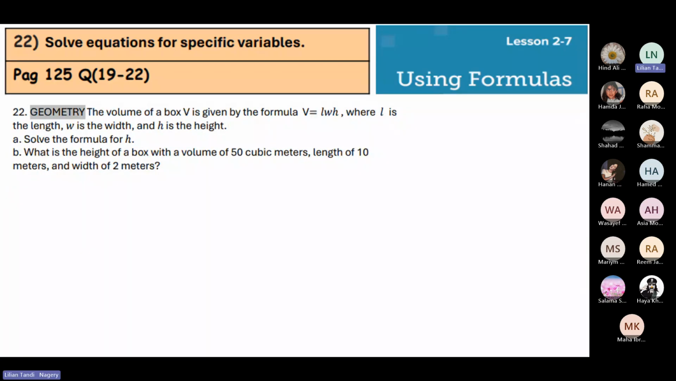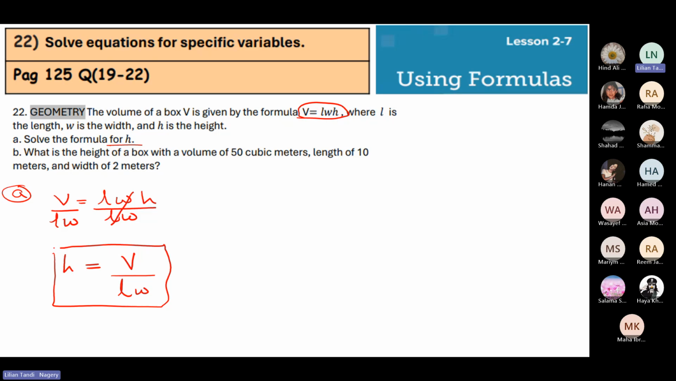Okay. All right. Solve the formula for H. Here is the formula. I want H. So V equals L times W times H. Divide everybody by LW. This goes away. H equals V over LW. So this is your answer for A.